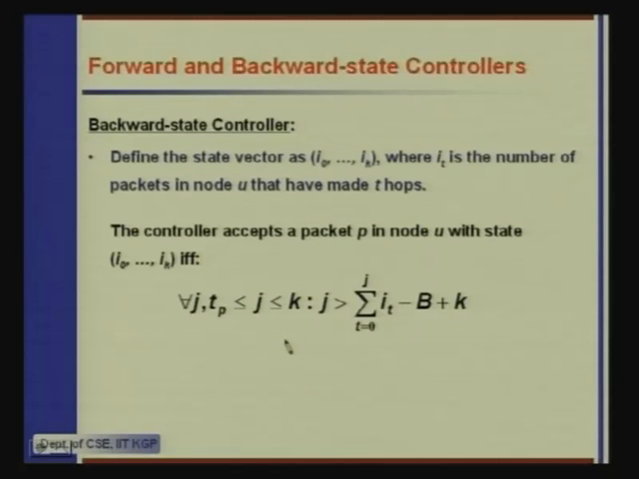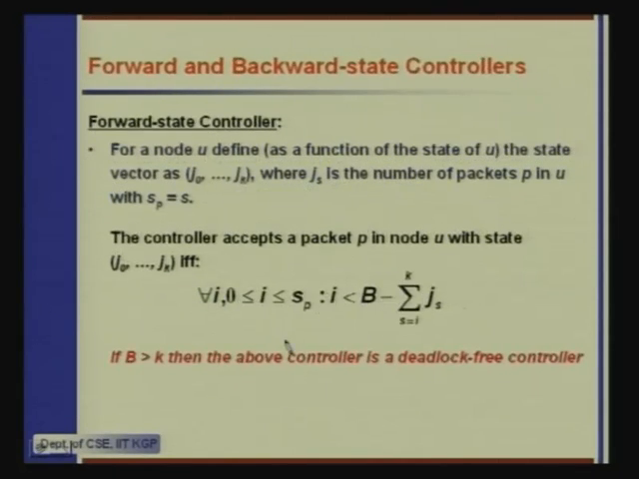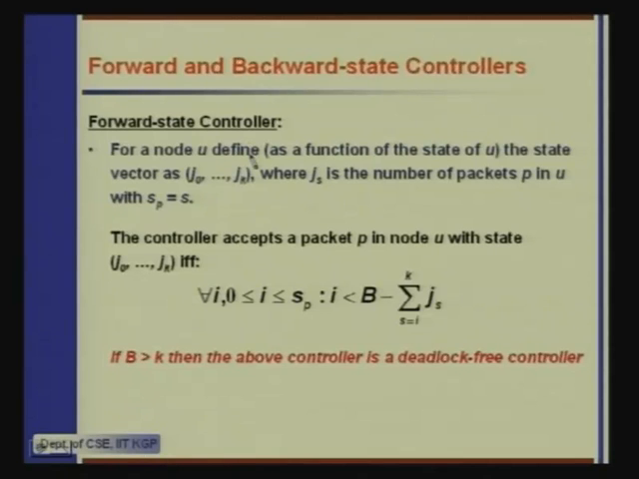The proof that this is deadlock free is very similar to the proof that the forward state controller is deadlock free, and that proof is very similar to the proof that we already studied, that the forward count controller is deadlock free, okay. The proofs are all very similar. Due to lack of time, we will not be able to go through the proof for the forward state controller, but I urge you to look at that from the book of Gerard Tel, okay.